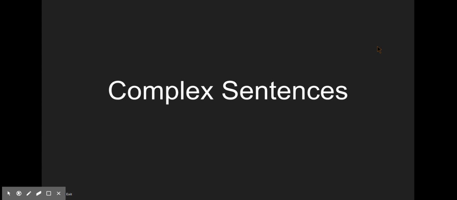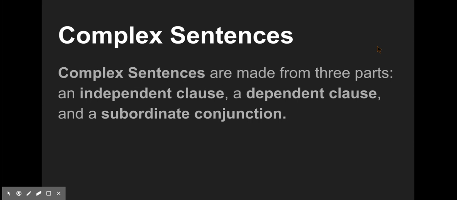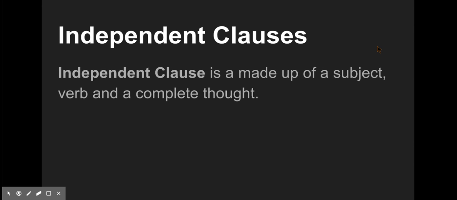Okay, today we're going to talk about complex sentences. Complex sentences are made from three parts: an independent clause, a dependent clause, and a subordinate conjunction. Let's remind ourselves what independent and dependent clauses are before we introduce the subordinate conjunction. Independent clauses are made up of a subject and verb and a complete thought. They can stand on their own.